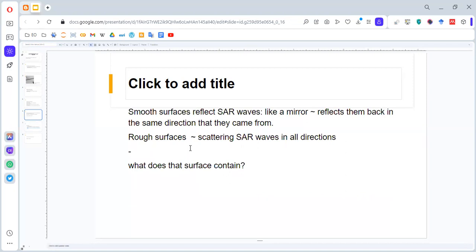The surface is also very important in determining the SAR signal. Smooth surfaces reflect the SAR waves like a mirror, so they reflect most of the waves back in the same direction they came from. Whereas rough surfaces scatter the SAR waves in all directions. Similarly, the surface content also determines the SAR signal.